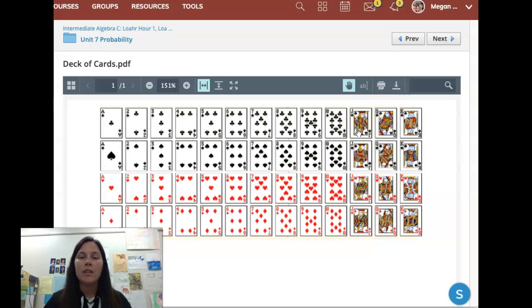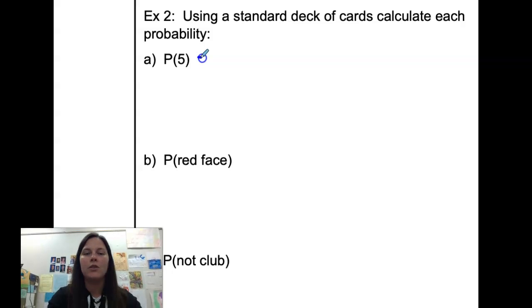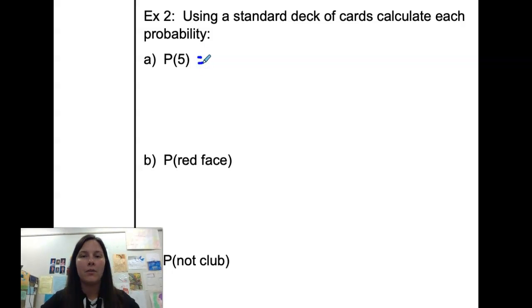So this PDF is here for you to use not only for your assignments, but also if there are any card questions on your test or quiz. We don't want you to get it wrong because of your knowledge of a deck of cards versus your knowledge of probability. So our first question is, what's the chance that in a standard deck of cards, which is what I just showed you, we pull a 5 out of the deck?